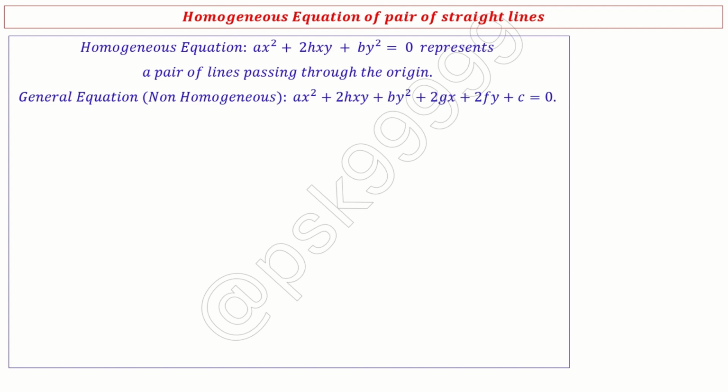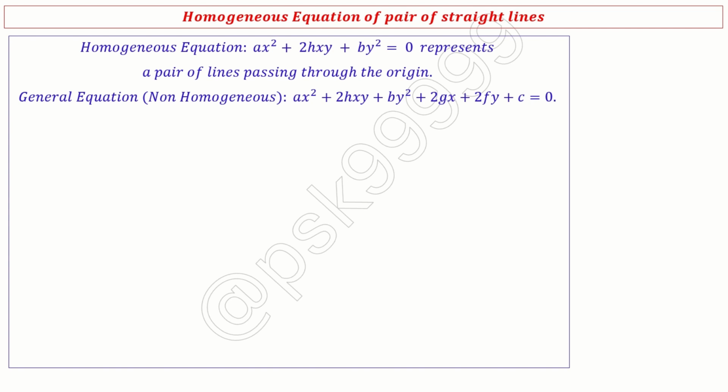Okay, the non-homogeneous or general form of the equation is this one: ax square plus 2hxy plus by square plus 2gx plus 2fy plus c equal to 0. The only thing is to remember how each term is written. First is the x square term, then the xy term, then the y square term, then the x term, y term and constant term. So what are my a, b, c? The x square term, y square term and constant term. These are my a, b, c coefficients.